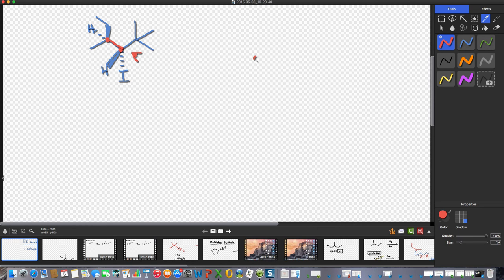We haven't talked about this in a while. But if I rotate this, in your mind's eye, you need to realize that the iodine is going to be positioned down and to the right. The hydrogen will be down and to the left. And of course, the t-butyl group is going to be in the same plane. That takes care of the front carbon.